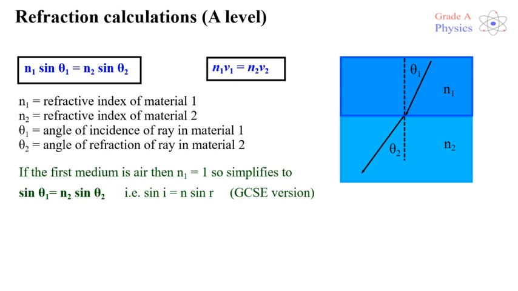Right, let's look at Snell's law and refraction for A-level. So this is a bit more complex, and very often students struggle with this. So this is the formula that we're given in the formula booklet. N1 sine theta 1 equals N2 sine theta 2.